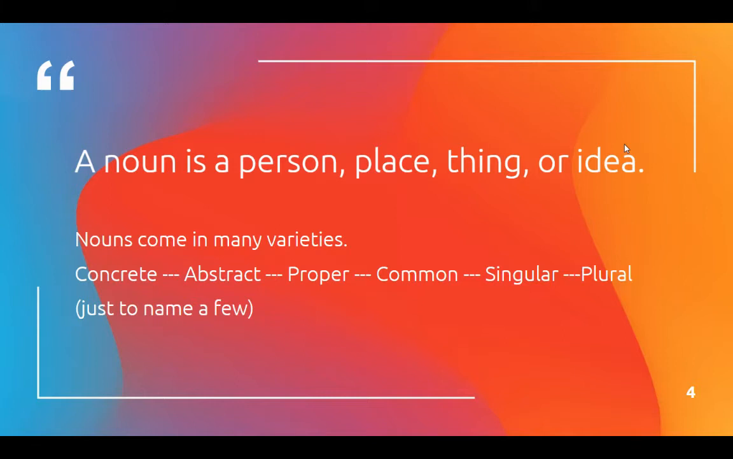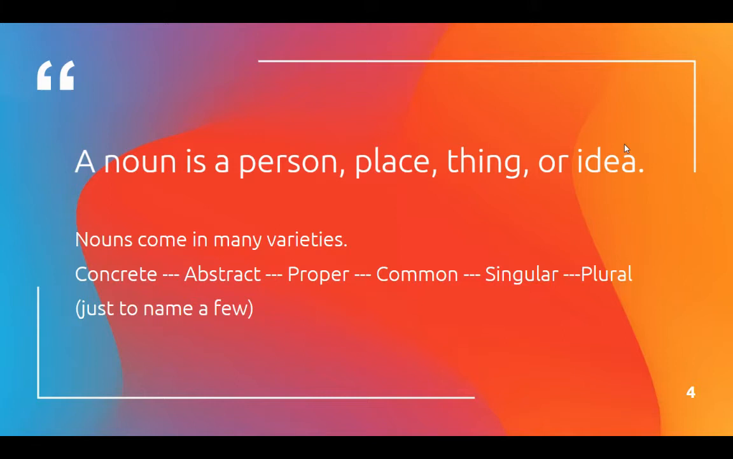Proper or common nouns. A proper noun in the English language is capitalized, usually things like people's names, names of cities or countries, names of products. Common nouns are things like boy, girl, dog, cat, pencil, things that are just any old item that don't have a specific name to them.